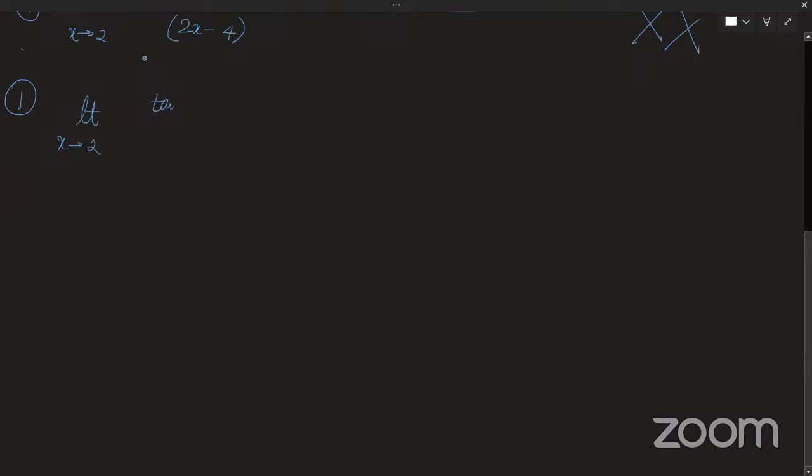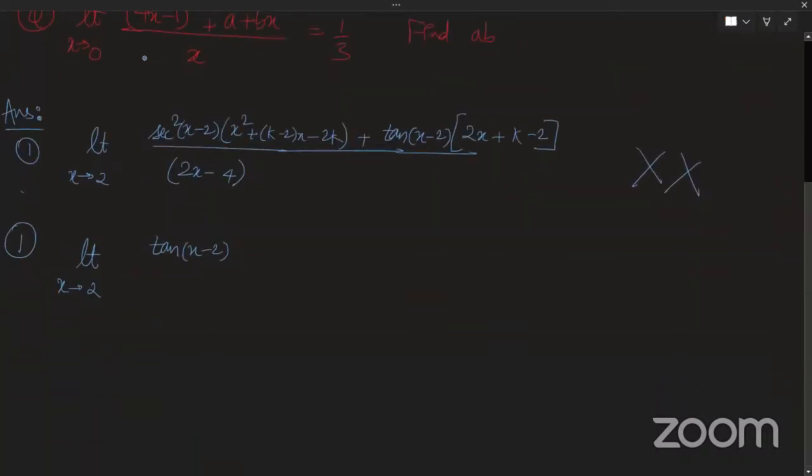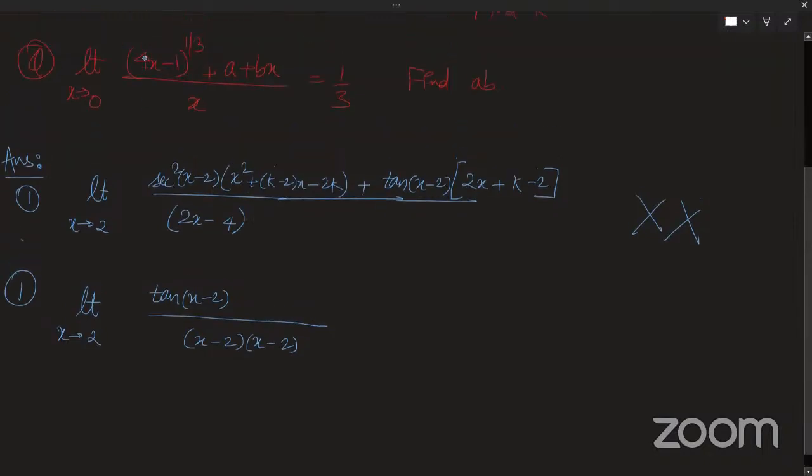So basically you have got tan of x minus 2. If you look closely at your denominator, it is x square minus 4x plus 4. How can it be factorized? x minus 2 into x minus 2, or x minus 2 whole square. So it is x minus 2 into x minus 2.